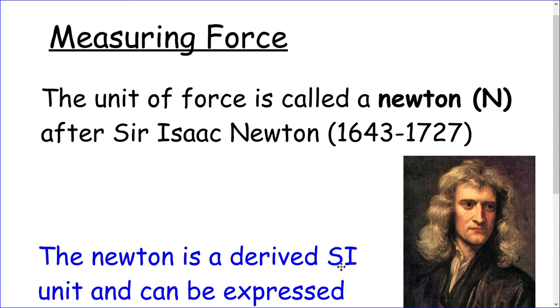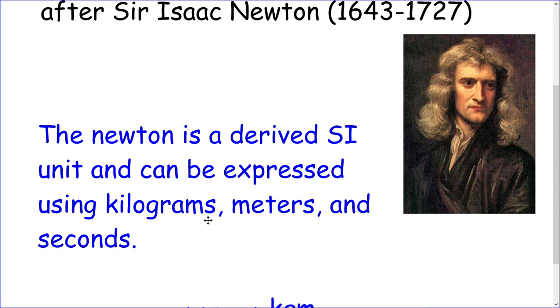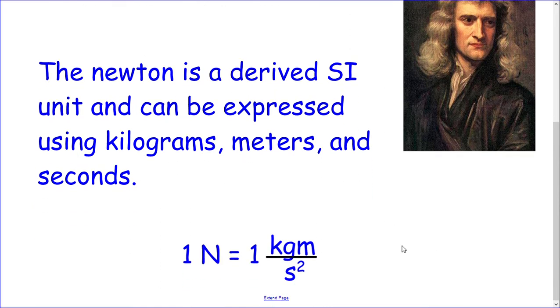A Newton is a derived scientific international unit, basically a metric unit, and it can be expressed in terms of kilograms, meters, and seconds. So 1 Newton is equal to 1 kilogram meter per second squared. That's what defines a Newton. Notice the units in here: a mass unit, some sort of distance, and some sort of time. Kilogram meter per second squared gives us a Newton.